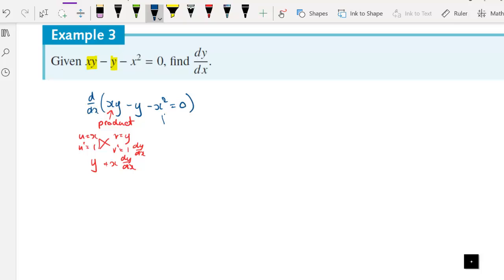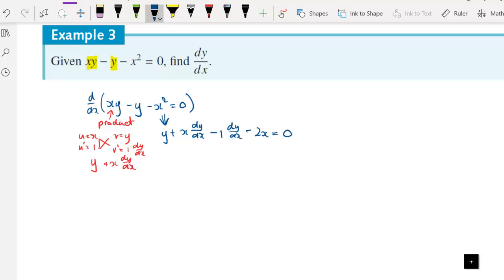So that means we have y plus x dy/dx, take 1 dy/dx, so the derivative of y with respect to y is 1, multiplying by dy/dx, take 2x, which is the derivative of x squared, and equal to 0.